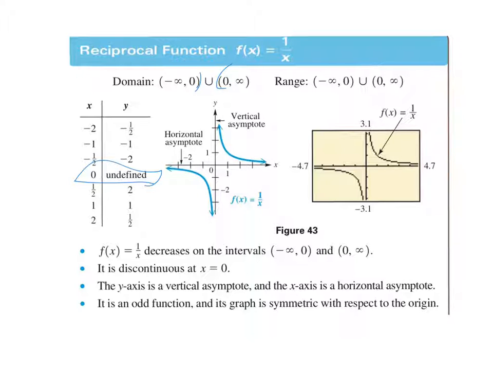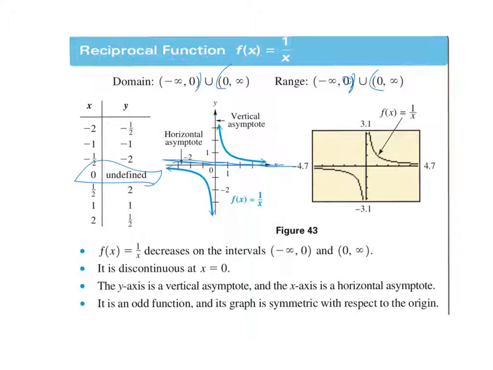Likewise, the range. You notice there's a horizontal asymptote through the x-axis, or where y is equal to 0. So the range would be all other y values besides 0. That's why there are parentheses around 0, and we just do the union.